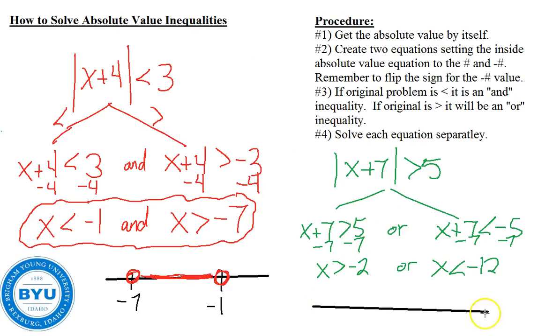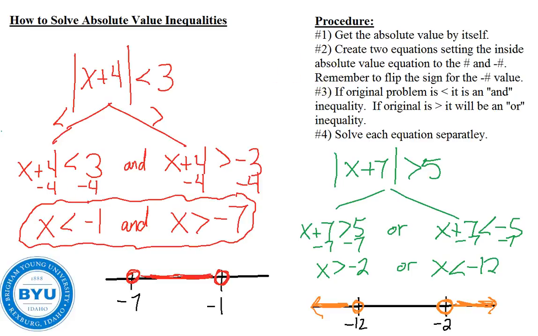We can go ahead and graph these inequalities if you're required to. Doing that, we would have -12 down here and -2 up here. And it says x is less than -12, so open dot shading to the left because it's less than. And we need to graph x is greater than -2, so that's open dot and shades to the right. Okay, that's how we solve absolute value inequalities.